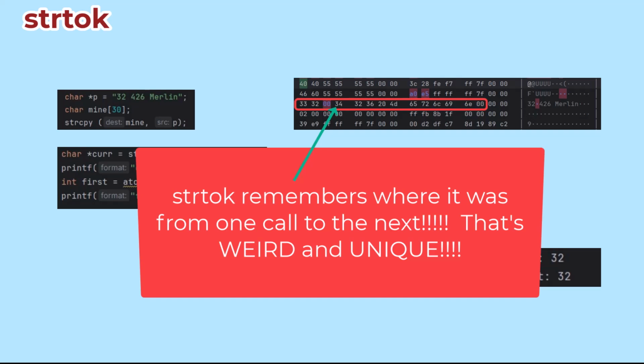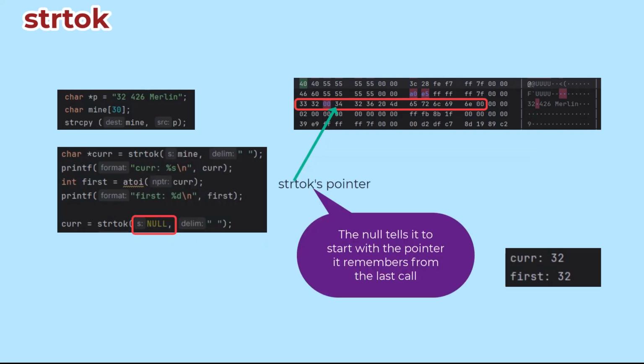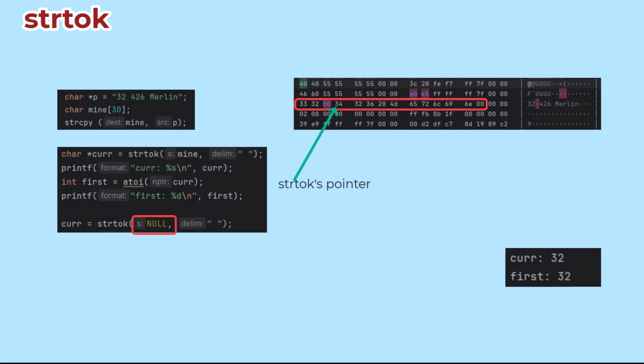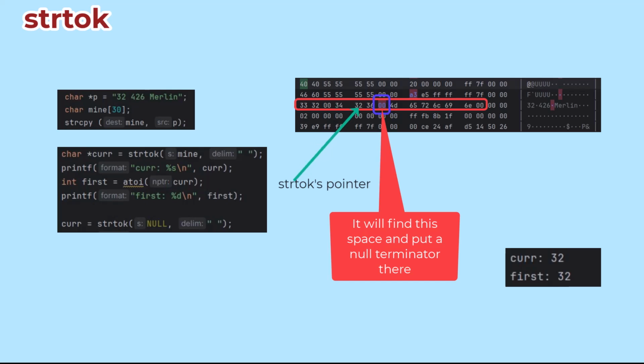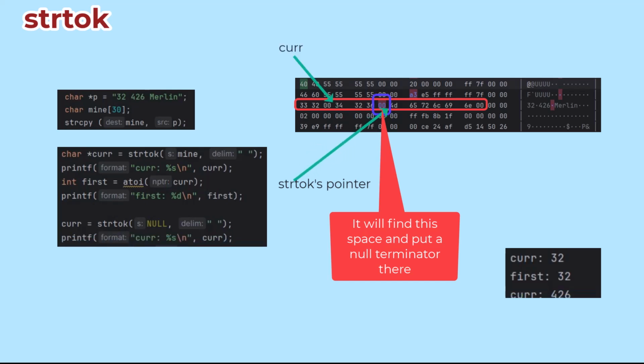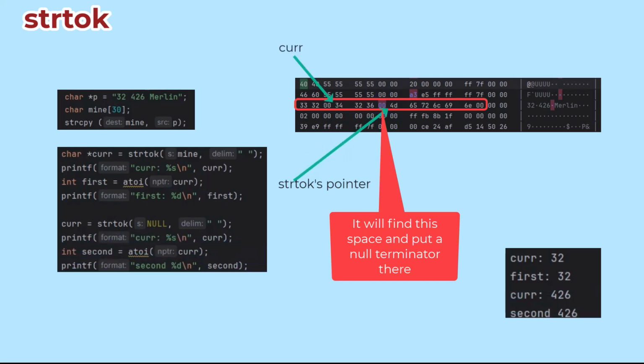Interestingly, strtok has kept a pointer to the unparsed part of the string itself. If we call it again, passing null for the character pointer, it will continue to parse the string that you already gave it. Yeah, that's weird, but I swear it's true. So if we want that second token, the 426, we can call strtok passing null and a space for the delimiter. It'll find the next space, replace it with a null, and return a pointer to that token's part of the string. Again, we can atoi that if we want it to be an int.